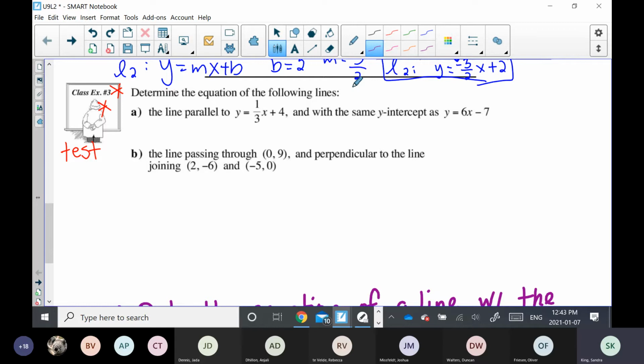So what they're doing in this first one is they're actually giving me 2 different equations of 2 different lines. And I'm going to pick apart things from both of these, and then I'm going to make a new equation. So what they're saying is determine the equation of a line parallel to this guy. So if they use the word parallel or perpendicular, they are talking about slope. So the only thing I need to get from this equation here is this slope.